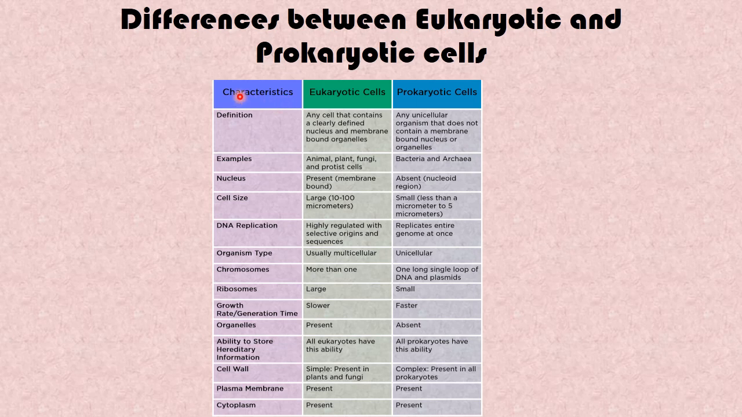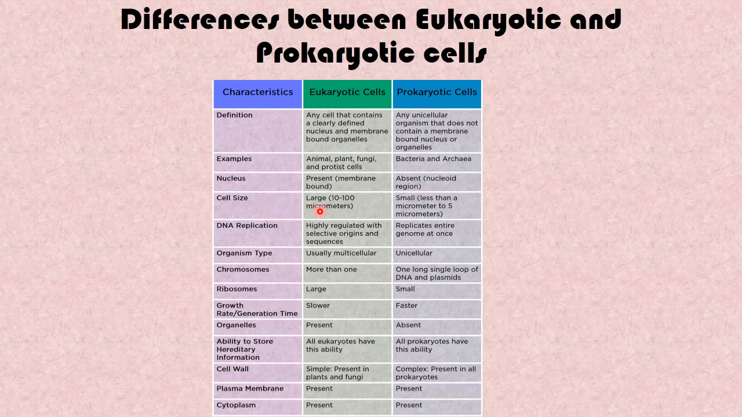Now moving along, we'll be looking at the differences between an eukaryotic and prokaryotic cell. So the differences will be based on certain characteristics. For instance, definition. An eukaryotic cell is any cell that contains a clearly defined nucleus and membrane-bound organelles. But a prokaryotic cell is any unicellular organism that does not contain a membrane-bound nucleus or organelles. We have differences in examples. Eukaryotic cells, examples are animals, plants, fungi, and protist cells, whereas prokaryotic cells are bacteria and archaea. The nucleus in eukaryotic cells is present, that means it is membrane bound, while it is absent in prokaryotic cell.